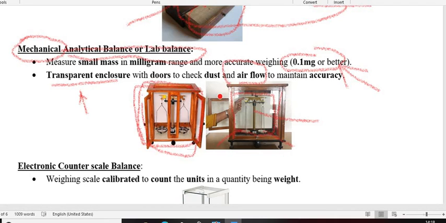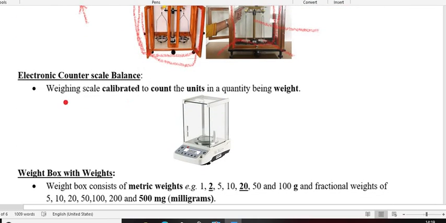And the last under the balances is the electronic counting balance. The name itself tells us that this is electronic, which is important.